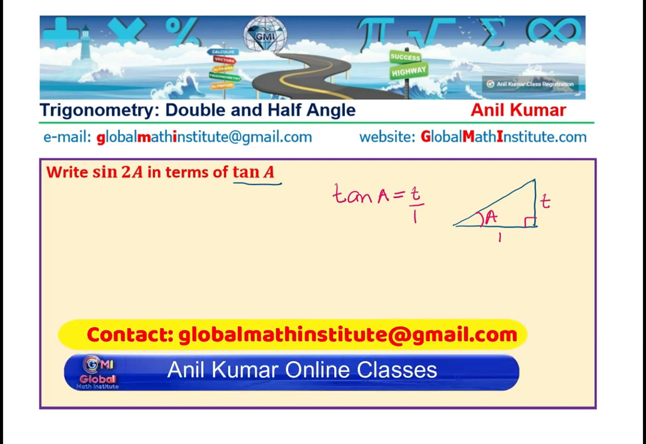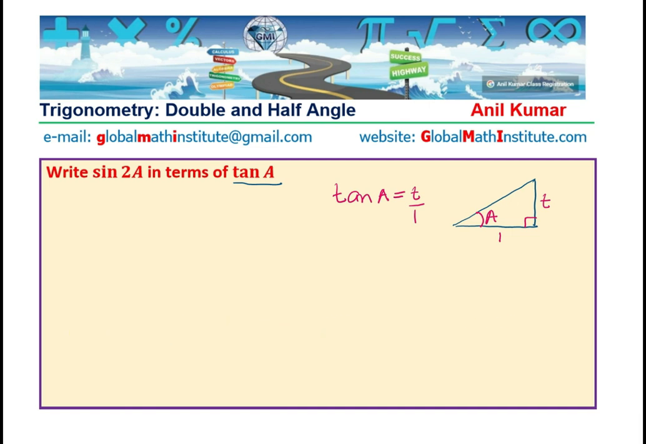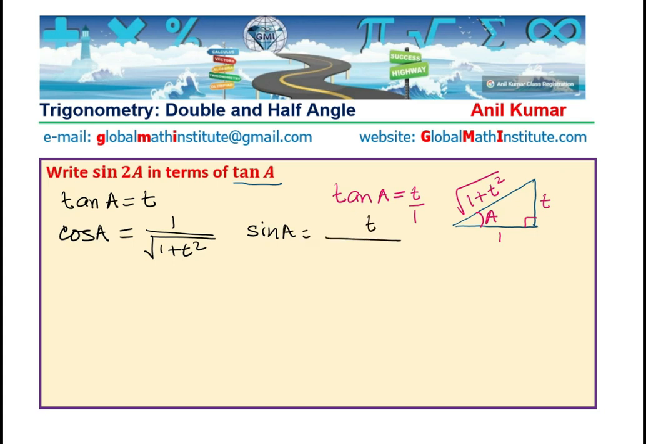So in this right angle triangle, what is going to be the hypotenuse? Well, it is going to be 1 square plus t square square root, right? So now we can write in this particular triangle what is sine A, what is cos A, and what is tan A, we know, right? So let's do it once here. So what is tan A? So tan A is t. Cos A is 1 over square root 1 plus t square. And sine A is t over square root of 1 plus t square.